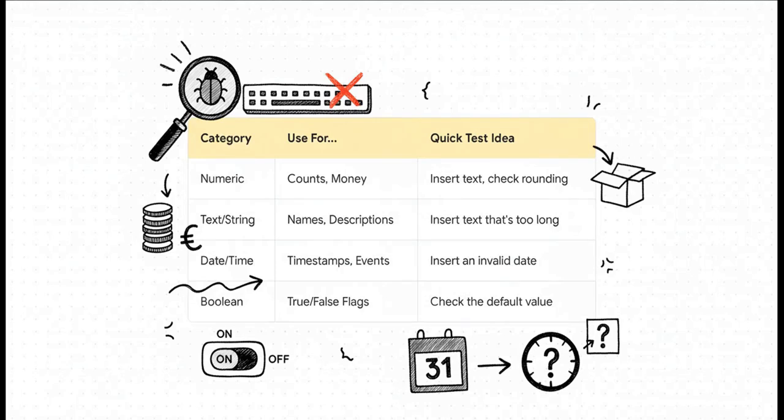And look at that, a perfect little cheat sheet to keep in your back pocket. For any number, try to put text in it. For any text field, push past the length limit. For any date, try an impossible one. And for any true/false flag, always check that default value. These are simple tests that find really powerful bugs.